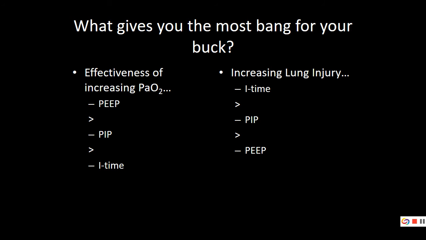Okay, so what gives you the most bang for your buck in terms of increasing PaO2 or oxygenation? Your PEEP is the most effective, followed by your PIP, followed by the I time. I could go through all the math again, or you can just take my word for it, but I showed you a couple of these. PEEP is the most effective, followed by PIP, followed by inspiratory time. And it just so happens that the reverse is true in terms of lung injury. Your inspiratory time is the most injurious to the lung, followed by your PIP, and PEEP is the least injurious.